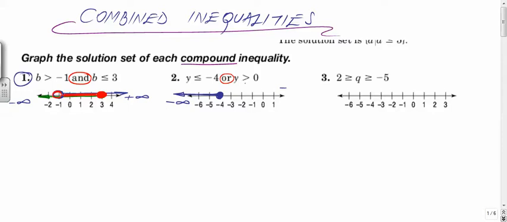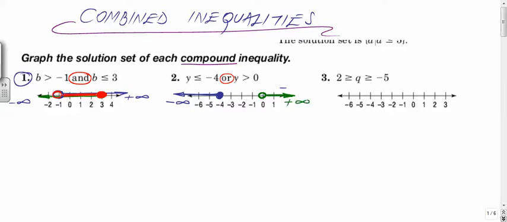The other inequality, y greater than 0. y has to be greater than 0. It cannot be 0, so I'm going to use an empty circle, or an empty dot, right? And I will go to the right because it has to be any number that's greater than 0, all the way to positive infinity.